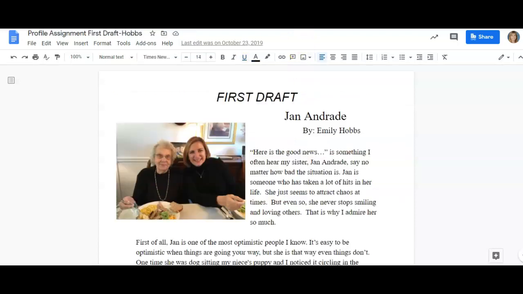So when I wrote in my profile, I had, and you don't have to write first draft, this is just a label so you know, you put her name up here, or his, there's your name, and then you're going to put a picture in there.